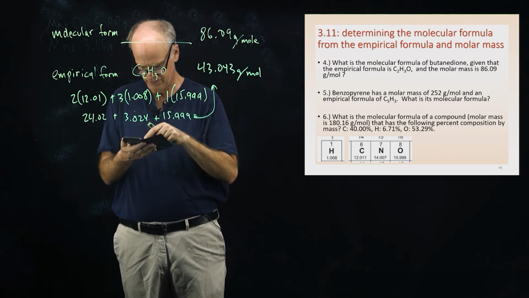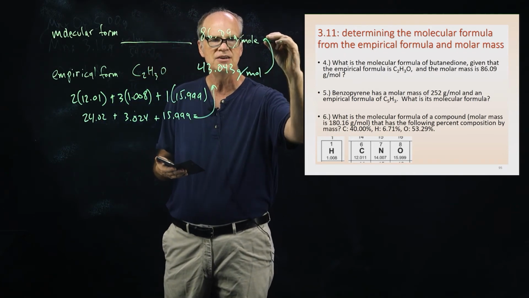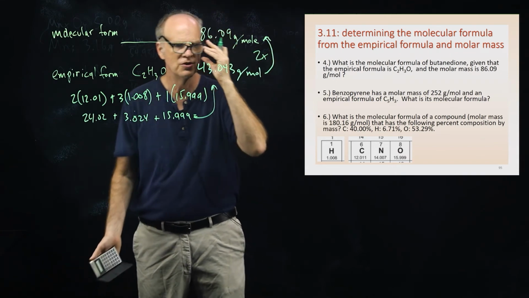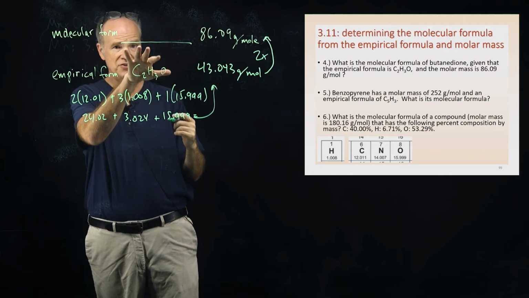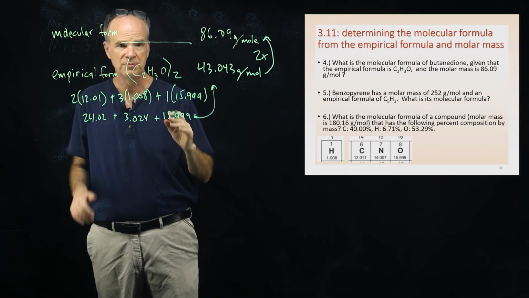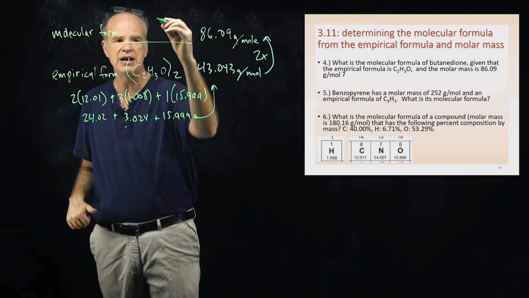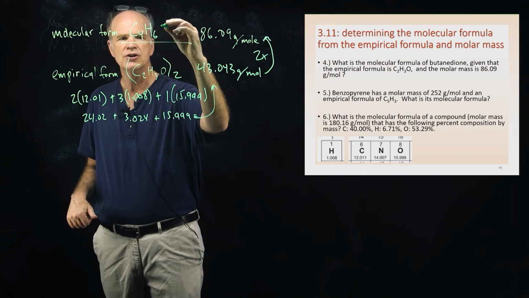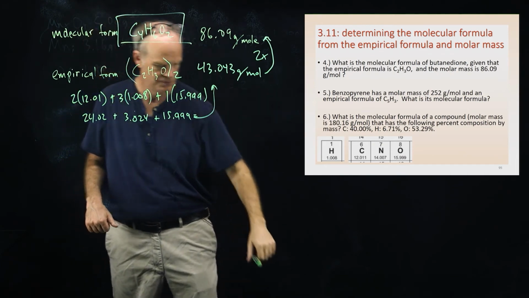There it is. Yes. So you can see that 86.09 is about 2 times the value of 43.043. That basically means to get the molecular formula for this compound, we take this empirical formula and multiply each subscript by 2. So the molecular formula for this compound should be C4H6O2. And so that is the correct answer. Okay, let's move on.